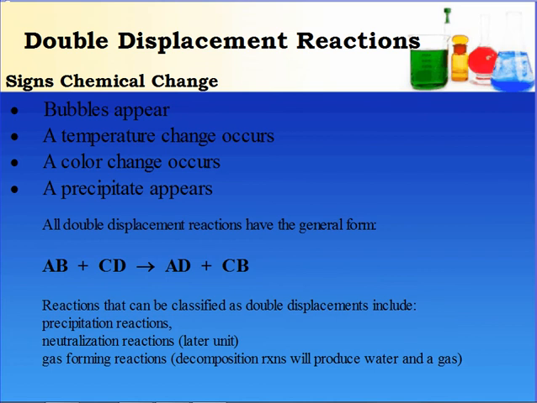Okay, looking at your double displacement, the general form of the reaction, we've got AB plus CD yields AD plus CB. In order to say that a reaction has occurred, we're looking for a few things. We're looking for precipitation reactions, neutralization reactions, which we will talk about in a later unit, and gas-forming reactions. Gas-forming reactions occur only with decomposition reactions, and that will produce a water and a gas. I will show you what I mean on the solubility table.